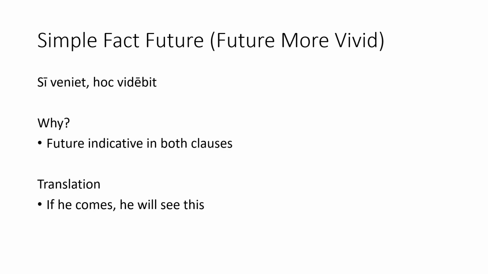If you guessed simple fact future, or future more vivid, you were correct. Because both the verb in the protasis and the verb in the apodosis are future indicatives, the conditional has to be a FMV. It is translated as, if he comes, he will see this, because as we just learned, the future verb in the protasis of an FMV is translated as indicative.